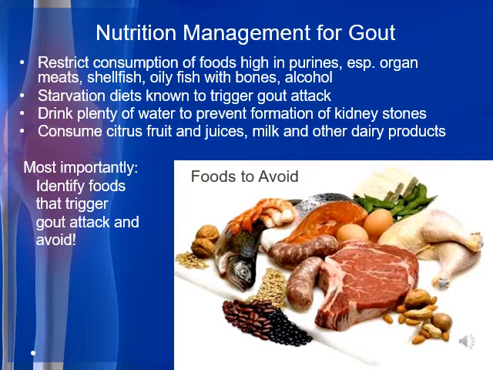Citrate fruit juices, milk, dairy products, those can be helpful as well. So again, most importantly, patients may identify foods that trigger their own gouty attacks, and they should just stay away from them. And again, it kind of depends on how often you're having the attacks, whether or not, how strict you have to be on this. But this, NCLEX wise, we know a low purine diet, and you should be able to know some of the food items that are associated with that.